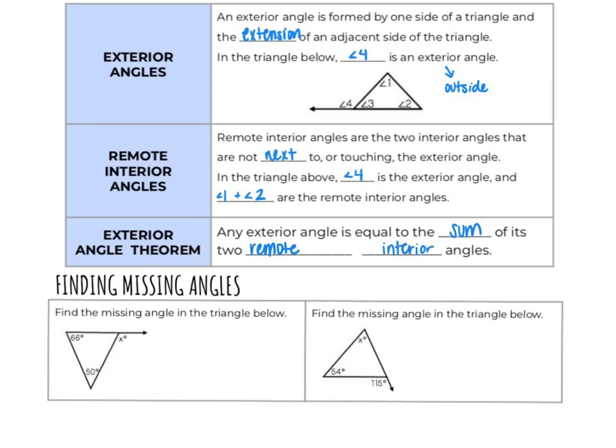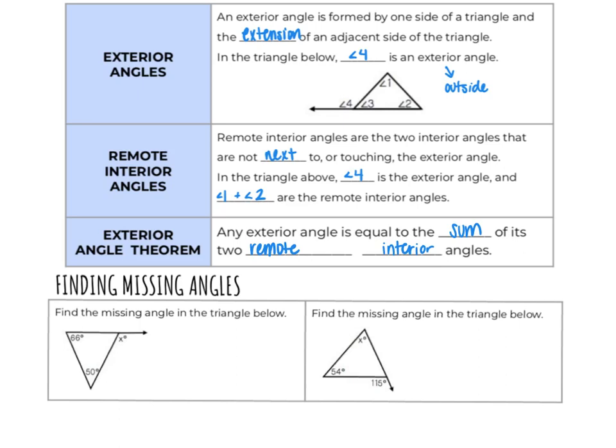And we'll look at kind of what that looks like and how we can use that to solve for missing values. So the first type we could use this theorem for is finding missing angles. So if we look at this first example, I'm given two interior angles of 66 degrees and 50 degrees, and then an exterior angle of x.